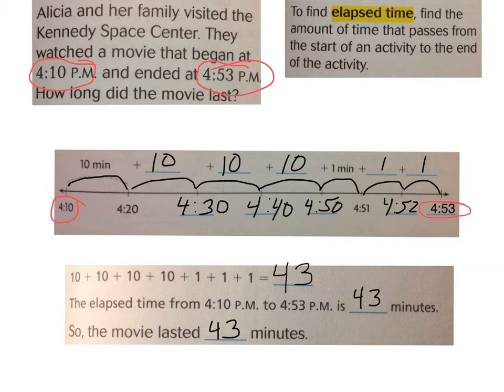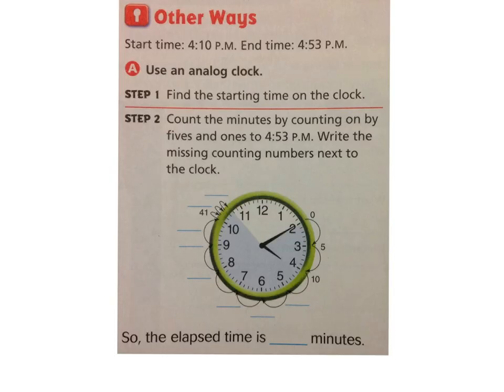Keep in mind that the reason we started counting by tens in this problem is because the start time ended with 10. So it was easy to count by tens. Let's look at another way to solve this problem. Remember that our start time is 4:10 p.m. and the end time is 4:53 p.m. This time we're going to use an analog clock.